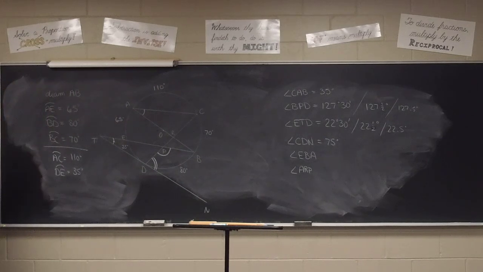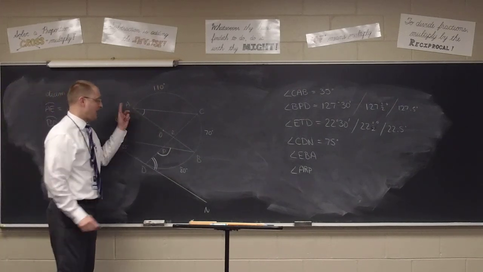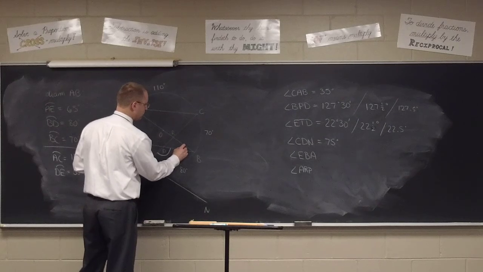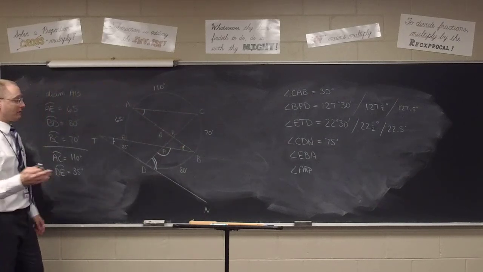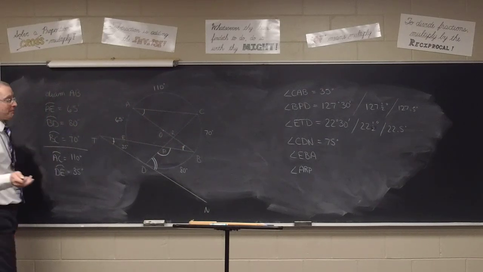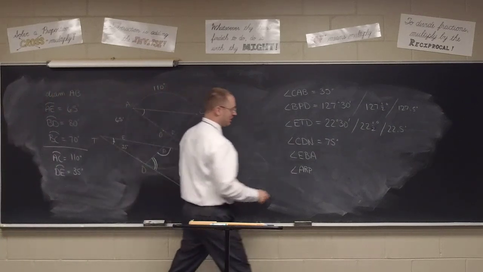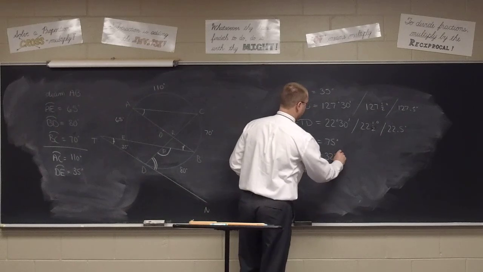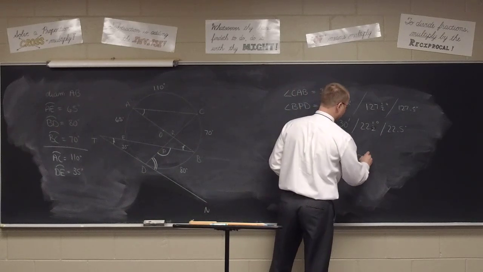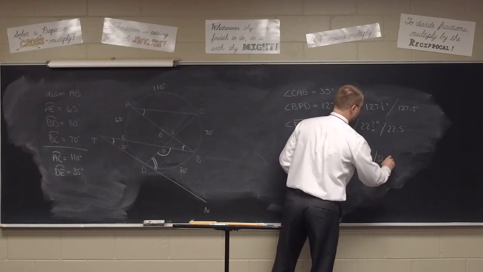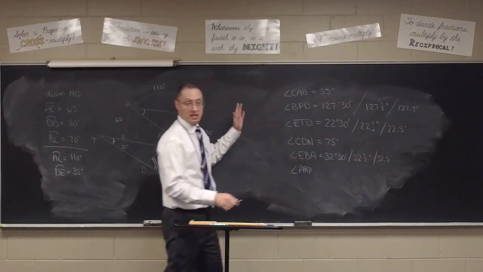Excellent. All right, EBA. What kind of angle is EBA, class? Inscribed angle equals? Half its arc. How big is its arc? 65. So the angle is going to be 32 and a half degrees, or 32 degrees 30 minutes, or 32.5 degrees. How many had that for EBA?